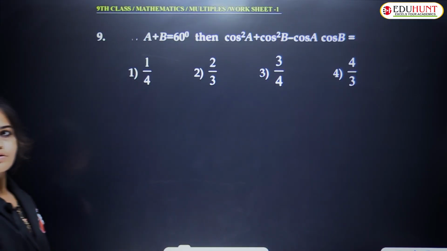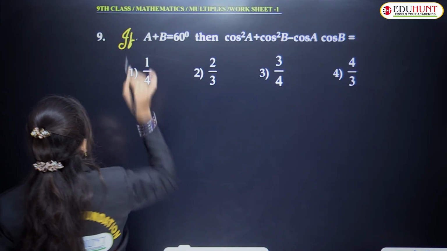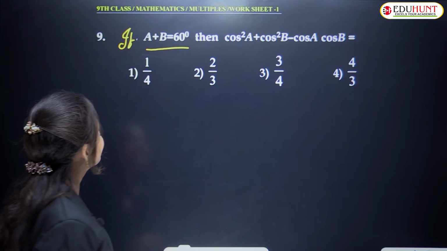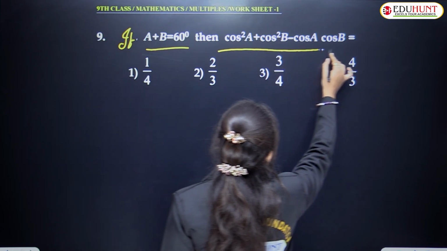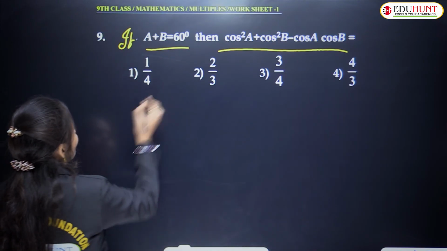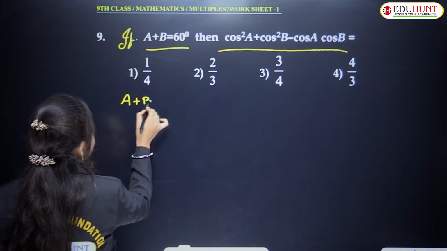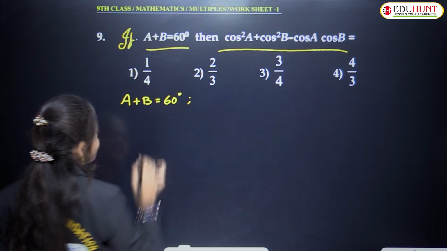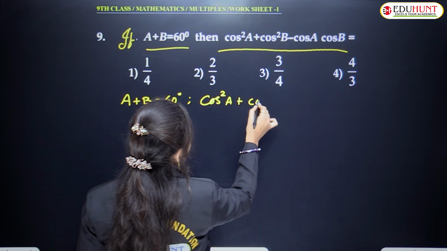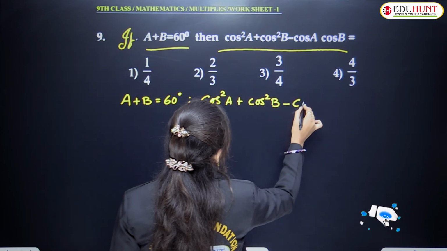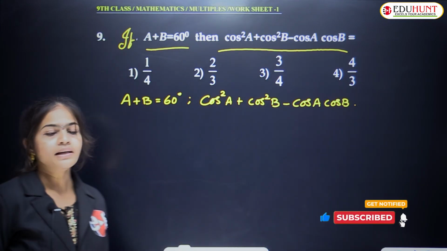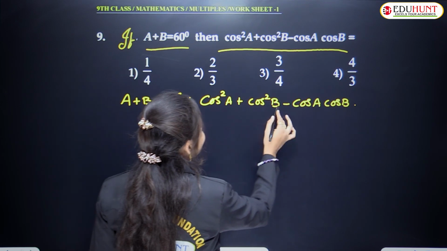Next, 9th question. So children, see here. What is the 9th question they have given? If a plus b is equal to 60 degrees, then cos square a plus cos square b minus cos a cos b. So children, see here. What they have given: first condition, a plus b is equal to 60 degrees. Okay, keep this one aside. And the next thing they have given is cos square a plus cos square b minus cos a cos b. Am I clear? Okay, so here cos square a and cos square b are there.